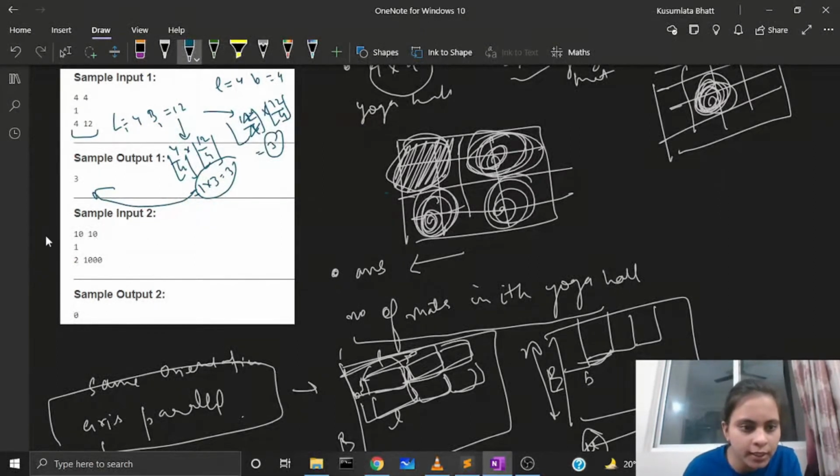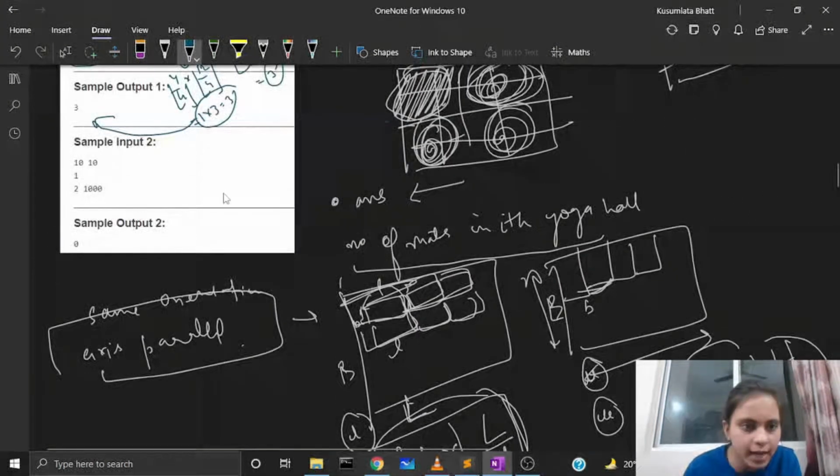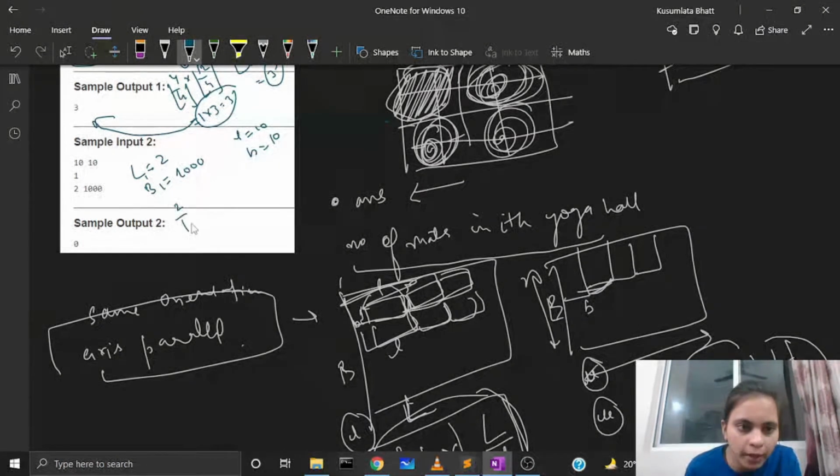And then we have another sample input, in which small l is 10 and small b is 10. Then capital L1 is 2 here and B1 is 1000 here. So when we keep by length, it will be 2 by 10 into 1000 by 10. For this case, we have to take the floor value. For all cases, we have to take the floor value. So in this case, 2 by 10 equals 0 and the other will be 100. So it will be 0 when we keep by length. And for keeping by breadth, we will take capital L by small b into capital B by small l, and the floor value of both.